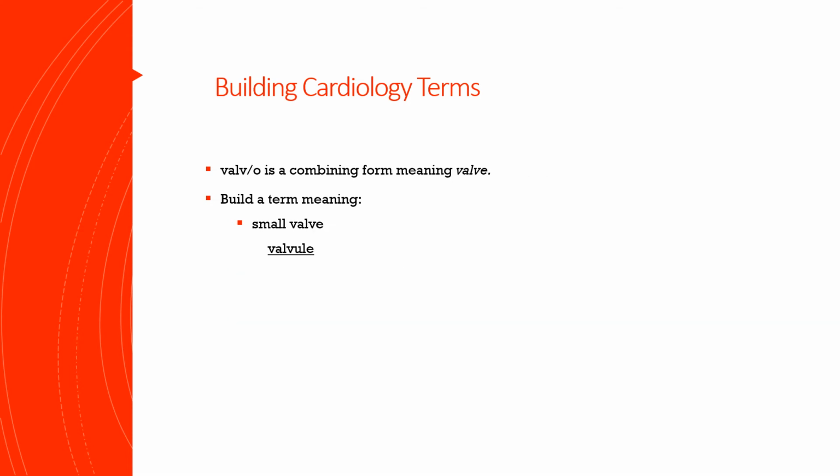Valvo is a combining form that means valve. To build a term that means small valve, you would say valvule. Valvulo is another combining form that means valve. Build a term that means inflammation of a valve, valvulitis.